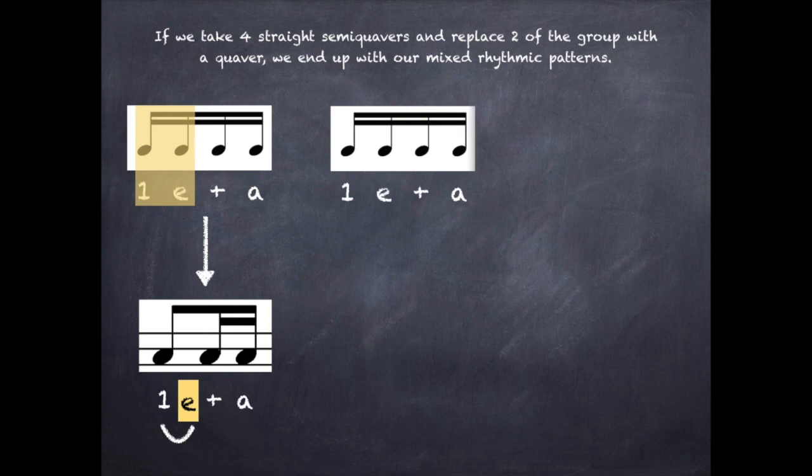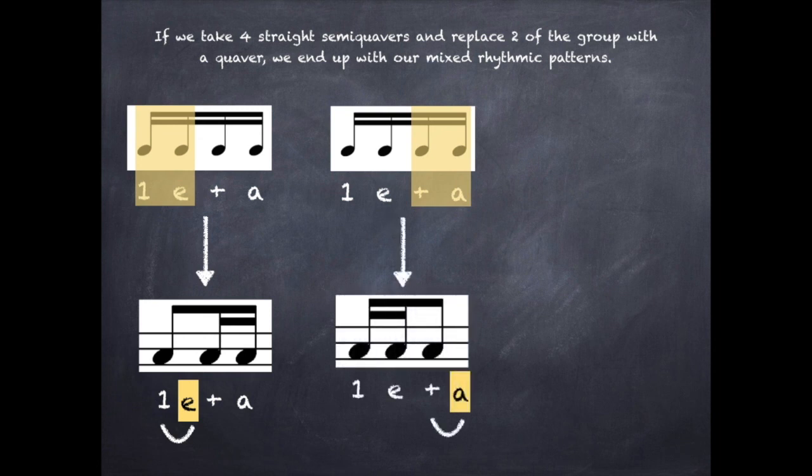For our second group, we start again with our straight 4 semiquavers. This time we are going to replace the last 2 semiquavers in the group with a quaver, and we end up with this pattern. And the counting is 1 E and. You can see the A is highlighted in yellow because the final quaver sustains out over the A or the 4th semiquaver.